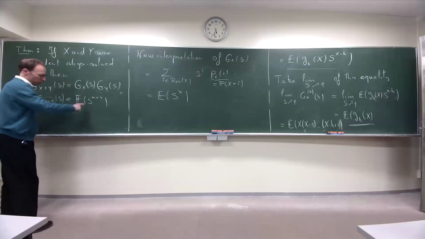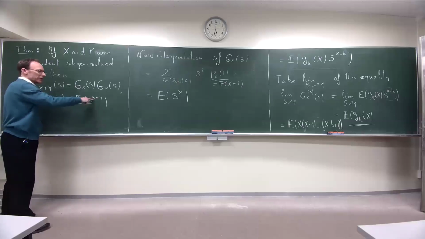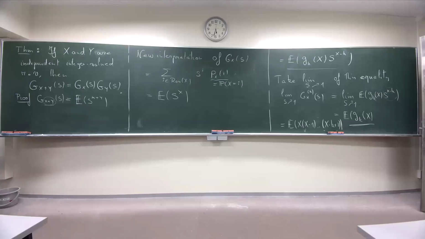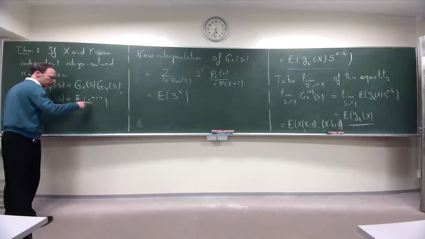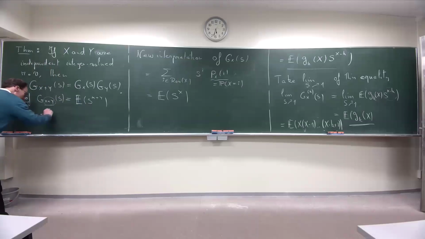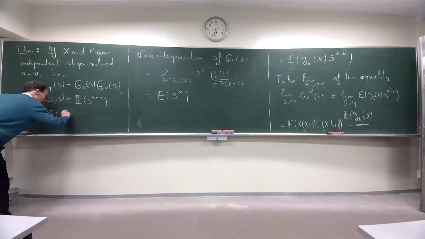Now, you should not be scared. I agree these are random variables, but it's just a function on a certain space. And we know a property of something power x plus y. This is the expectation of s^X times s^Y.